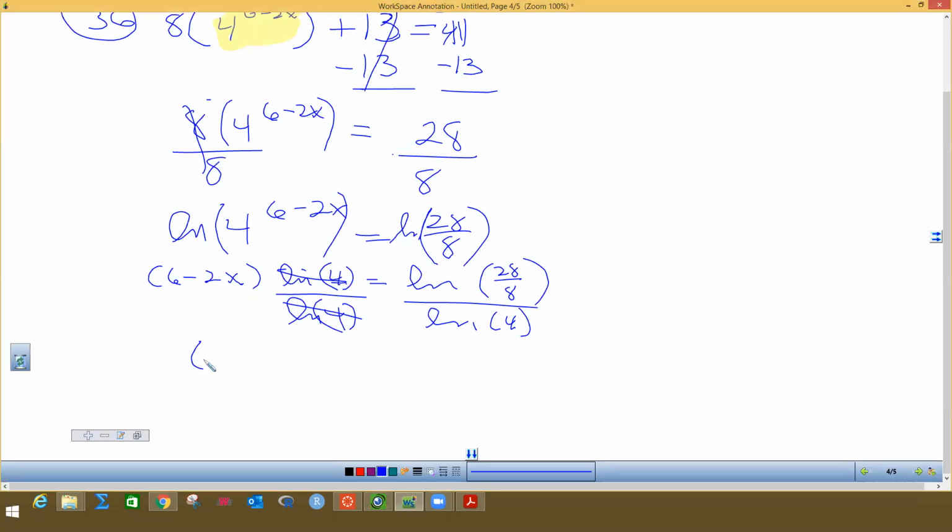Then I've got this 6 minus 2x equals the natural log. And if you want, you can reduce that fraction, but we're going to end up doing it on a calculator anyway, so I'm just going to leave it the same. If you want to reduce it, you can.